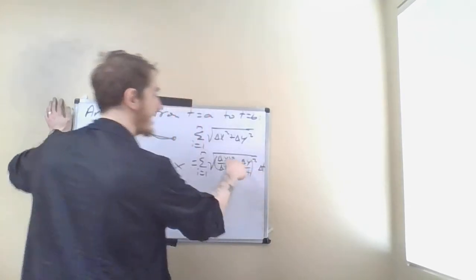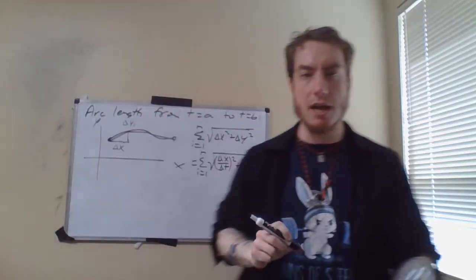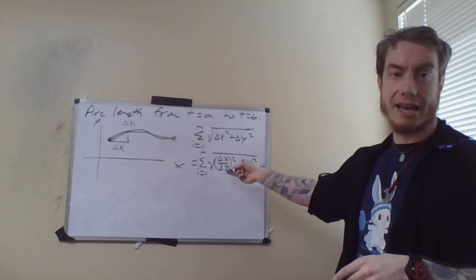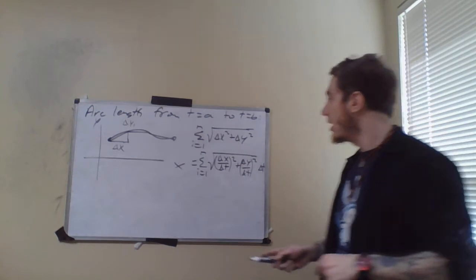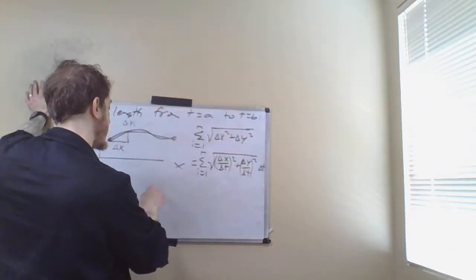So this delta t is outside of the square root. All I've done here is multiply on the outside by delta t, and to compensate for that, I have to put delta t squared in the denominator inside of here. But watch what happens in the limit as n goes to infinity.